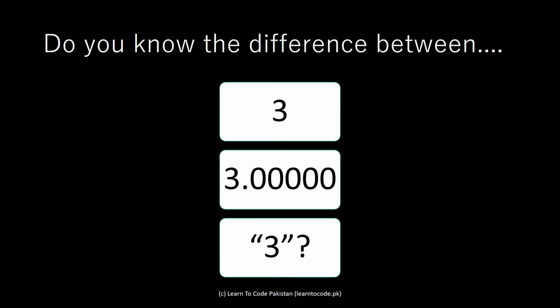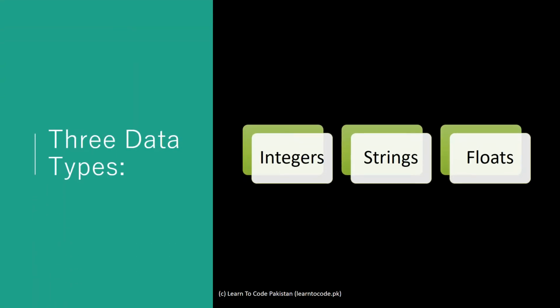Do you know the difference between these three? While they may look the same, they are interpreted differently by the Python interpreter. So basically we have three general data types in Python which we will come across more often. Number one is integers. At second we have strings. And at third we have floats or floating point numbers.